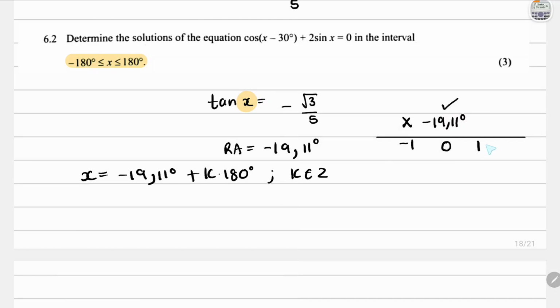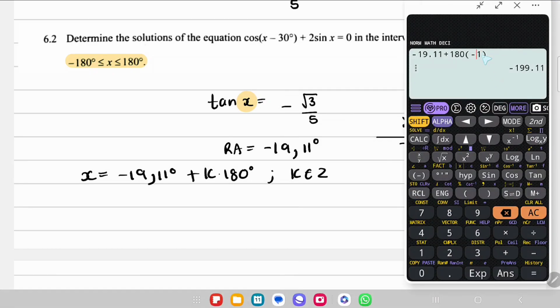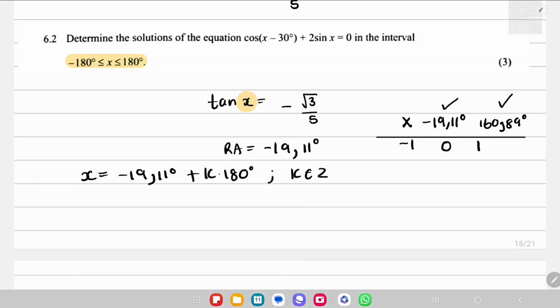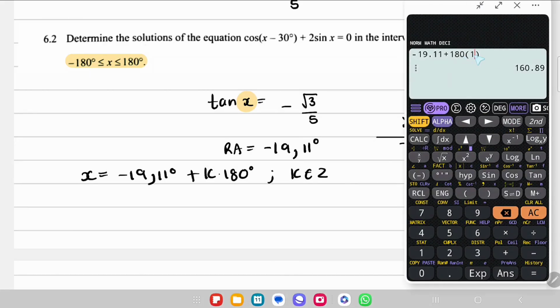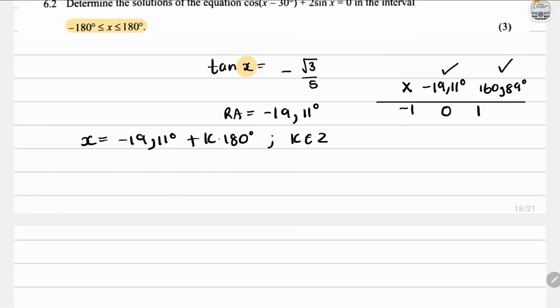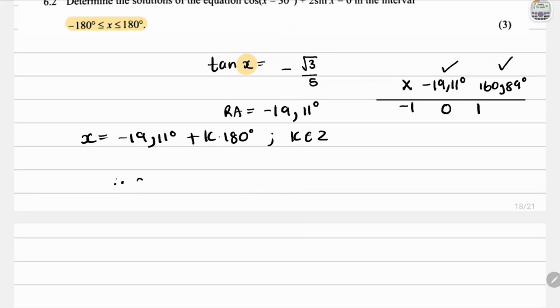Then we can go ahead and try 1 as an integer value. If you substitute 1 there, you get 160.89 degrees. That actually works out. And 2 will definitely not work, since it's way beyond that, so we don't have to try it. So these will be our answers. Therefore, x is equal to negative 19.11 degrees, or x is equal to 160.89 degrees.